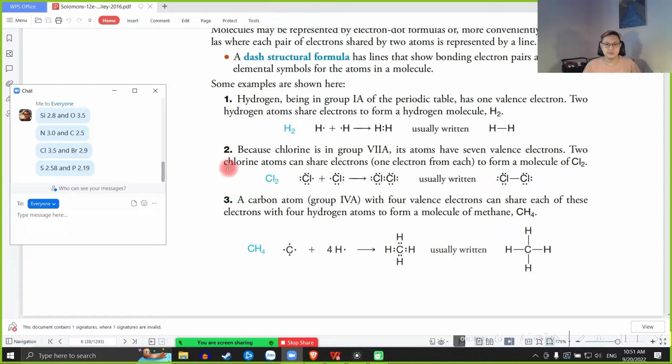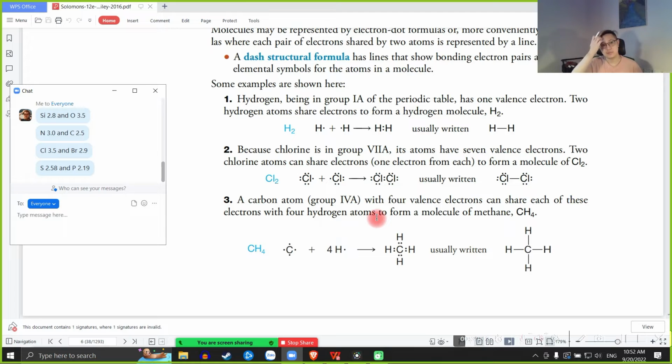Number two. Because chlorine is in group 7A, each atom has 7 valence electrons. Two chlorine atoms can share electrons, one electron from each, and form a molecule of chlorine. Oh, I gave you exactly this example. So this is usually written like this. The lone pairs, the pairs of electrons that we don't use, you have to write them as well.